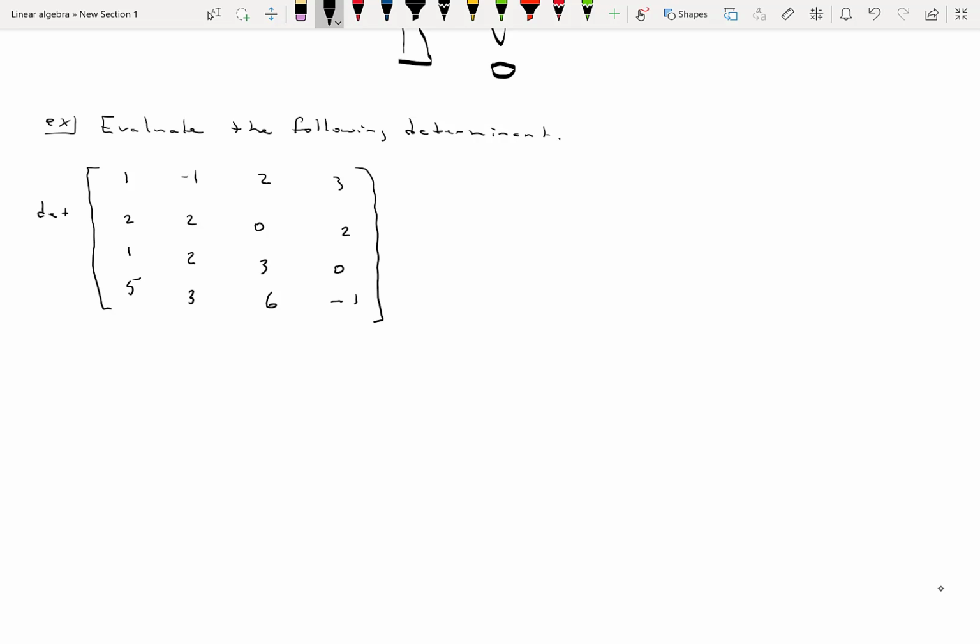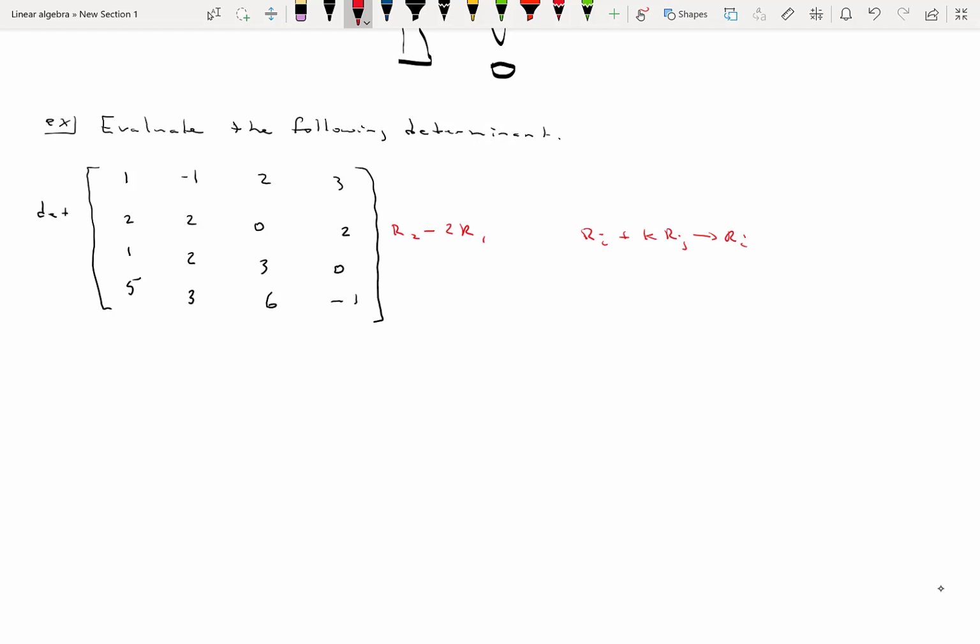So the first thing I want to eliminate or change is the entry in the second row and first column. I want to get that 2 underneath that leading 1 to be 0. So I'm going to take row 2, and I'm going to subtract 2 times row 1. And that's not going to change the value of the determinant. Remember, I get to do row I plus k times row j back into row I, and I get to do that without changing the value of the determinant.